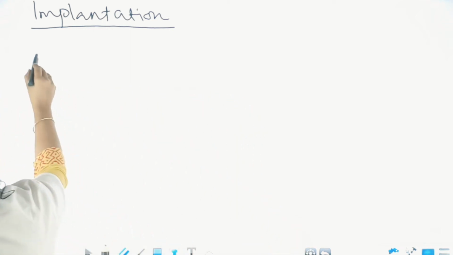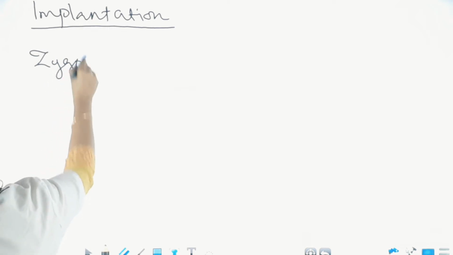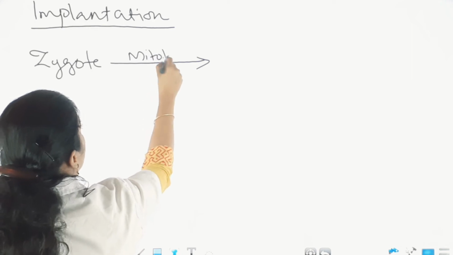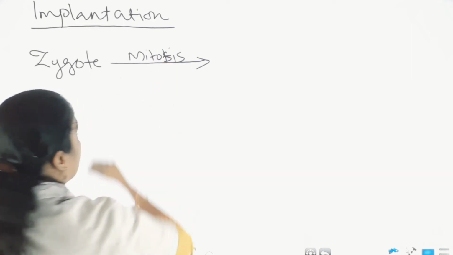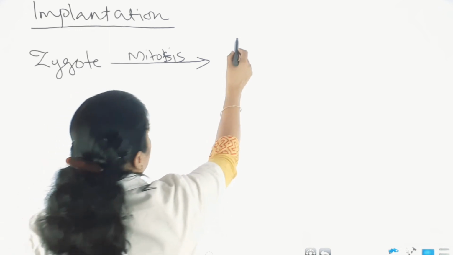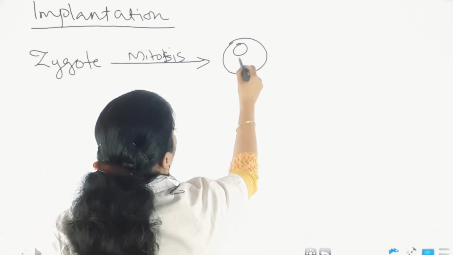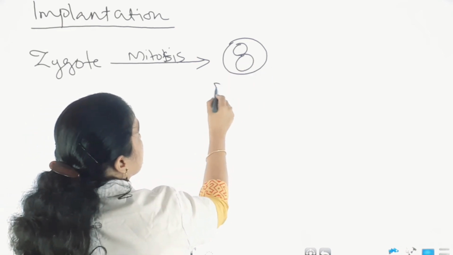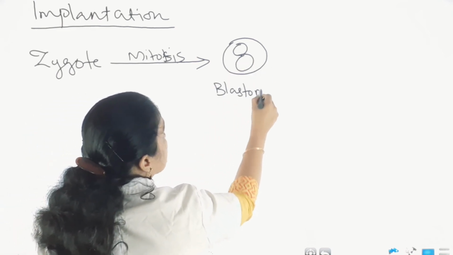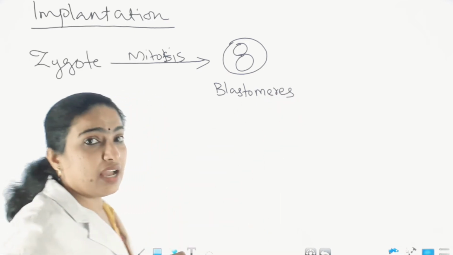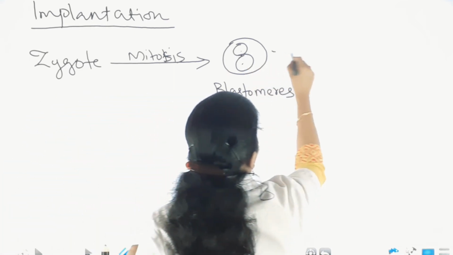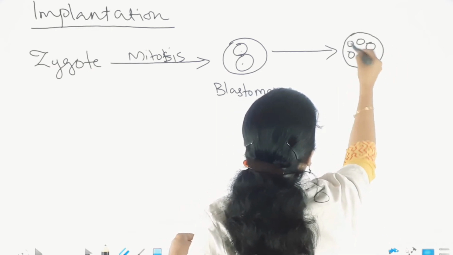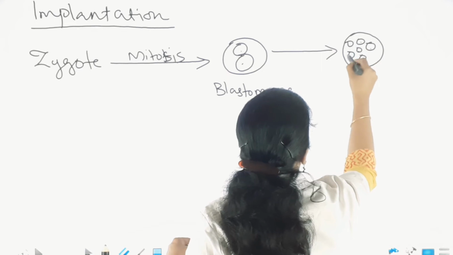We can see the zygote undergo repeated mitotic division, mitosis, to form daughter cells. First, they form two daughter cells, and these daughter cells are known as blastomeres. Then these blastomeres develop to form several daughter cells. So, several blastomeres are there.